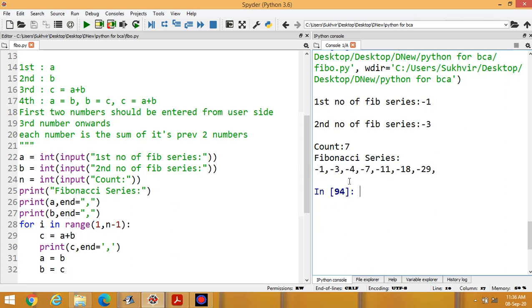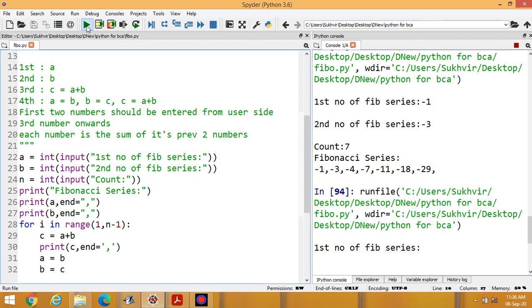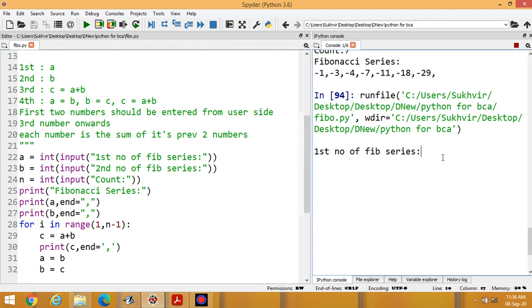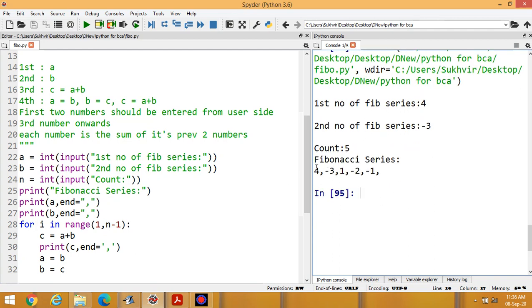Count is 7, and each time the number is the sum of its previous two numbers. Minus 4 is equal to minus 1, minus 3. You can enter one value as positive value and another as negative value also, like this. You can display the data like this also. First value is equal to 4, then minus 3, 4 minus 3, 1, then minus 3 plus 1, it's minus 2, 1 minus 2, it's minus 1.